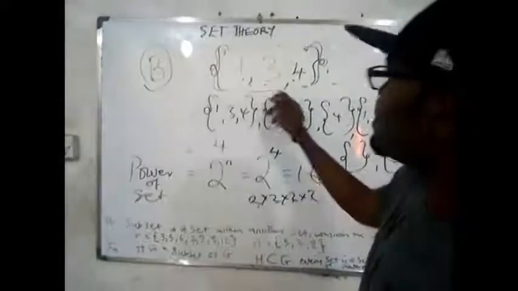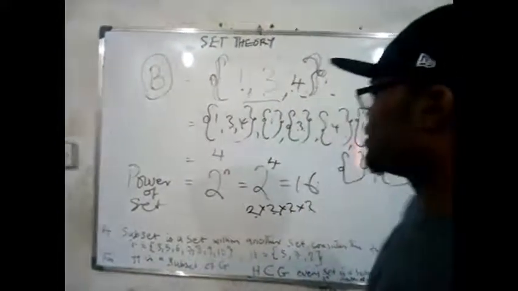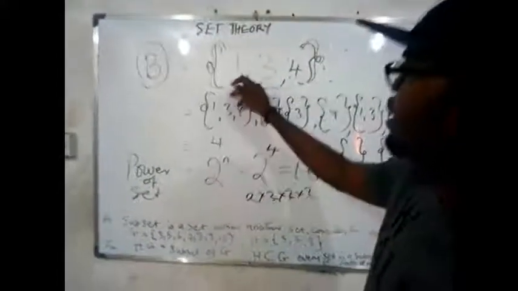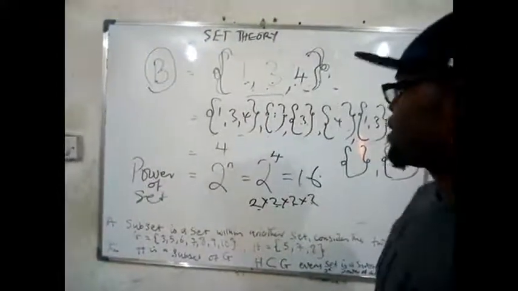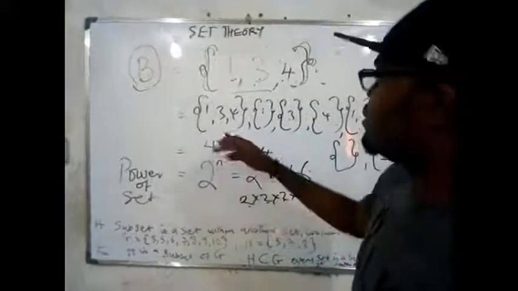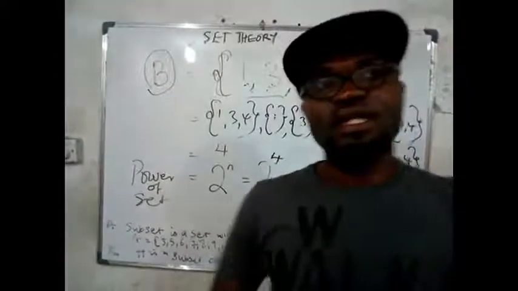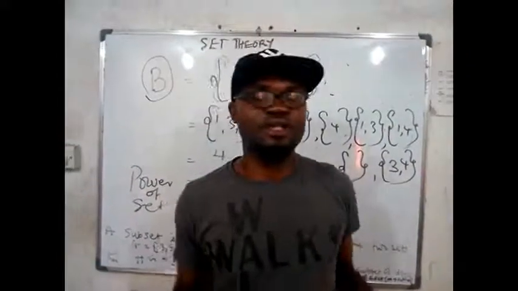So this is the superset and these are the subsets. Power of a set is simply gotten by saying 2 to the power of the number of elements of the set. And the power of a set is also telling us the number of subsets that a set will have.